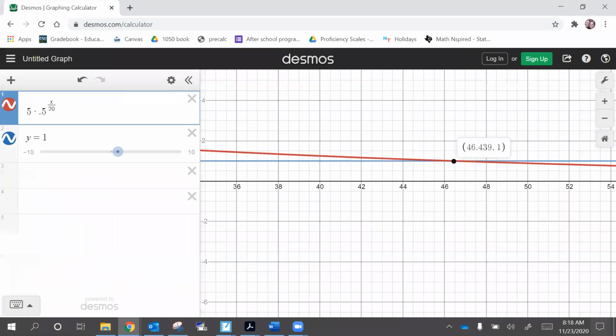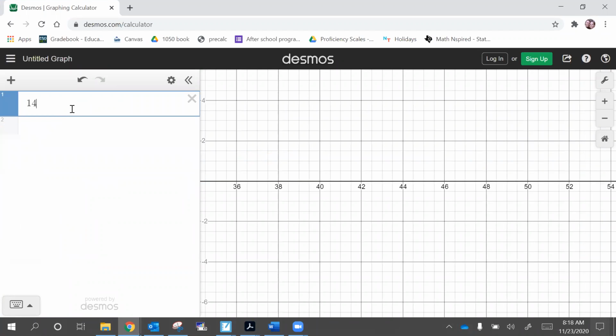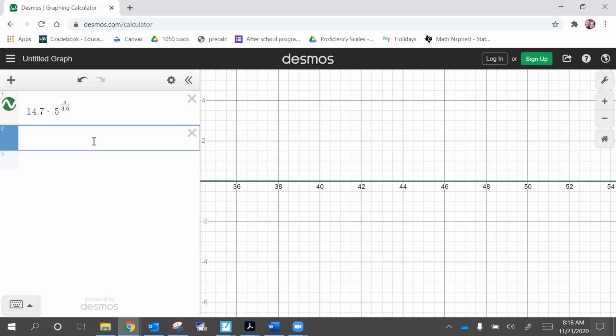Where are you, Desmos? Here we go. And I'm going to change it. I might need your guys' help to tell me what to put, but I think it was 14.7 times 0.5 raised to x over 3.6. If that's wrong, yell at me. And then here we're looking at when does that pressure get to 4? What is that pressure going to be?